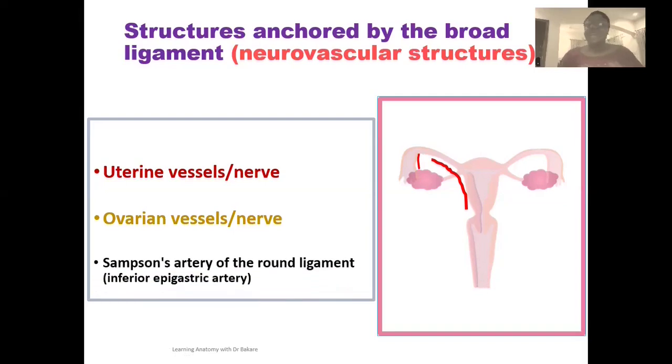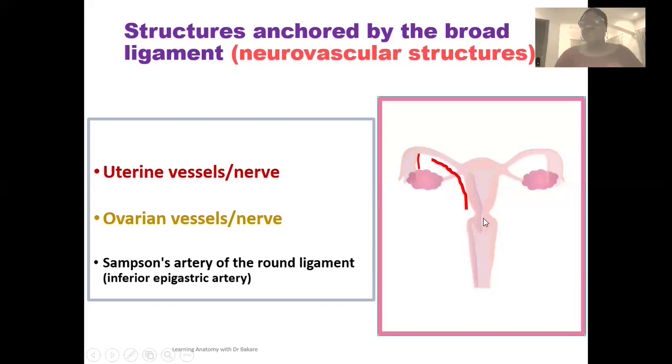We also have the Sampson's artery. This artery is known to provide supply for the round ligament of the uterus. Remember, we described the round ligament of the uterus as one of the ligaments anchored by the broad ligament of the uterus. This round ligament is seen to be supplied by the Sampson's artery, which is a branch from the inferior epigastric artery. The inferior epigastric artery is a branch from the external iliac artery. So this is how we have a number of vessels also anchored by the broad ligament of the uterus.